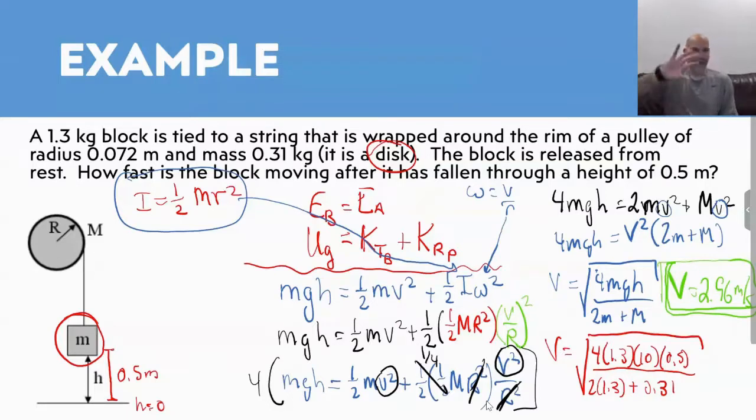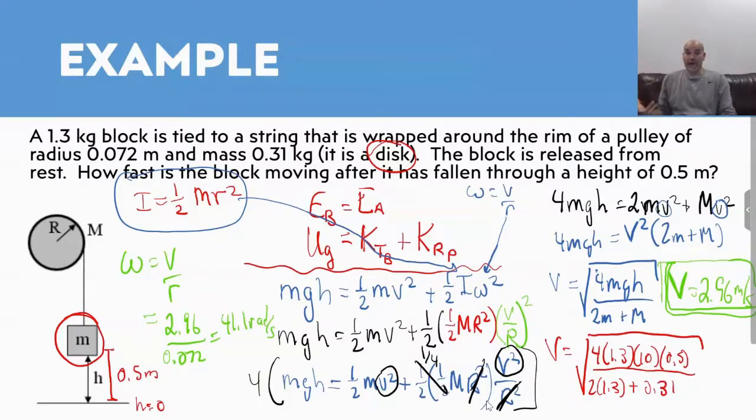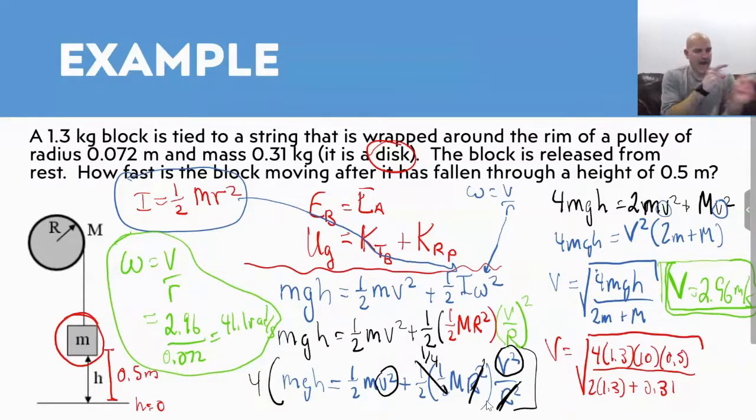Now, maybe they'll ask you how fast is the pulley rotating? Well, you're looking for omega, you have your v, and you have your R. So we would just simply do 2.96 divided by 0.072, and that would give us an angular velocity of 41.1 radians per second. Don't know what they would ask, but if it's a free response question, that could be a second question. So here we went back and we revisited Unit 4.